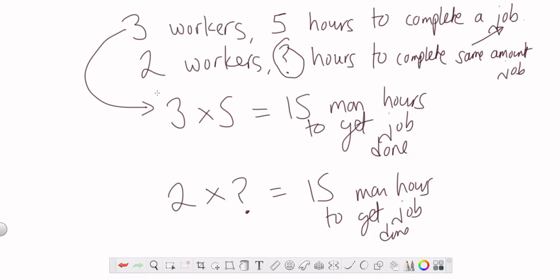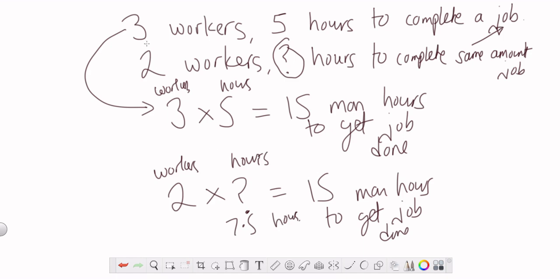Remember, this is number of workers, hours. Workers, number of workers, hours. Clearly it's 15 divided, inverse operation, 15 divided by 2, it's 7.5 hours.